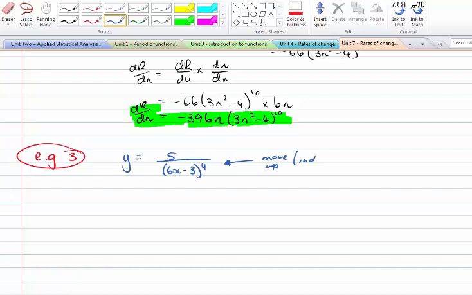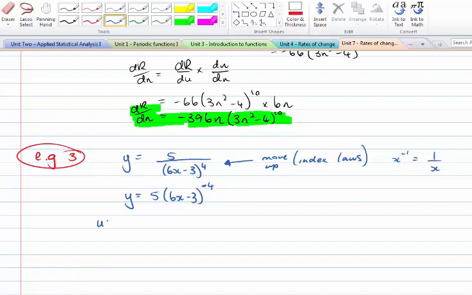Remember our index laws. So remember that x to the power of negative 1 is equal to 1 on x in reverse. So we can move that up, and it's still y because we're not finding the derivative yet. We'll move this bracket up, and it'll be 6x take 3, and instead of being a power of positive 4, it'll be negative 4. So now we have that, we can just apply our chain rule.